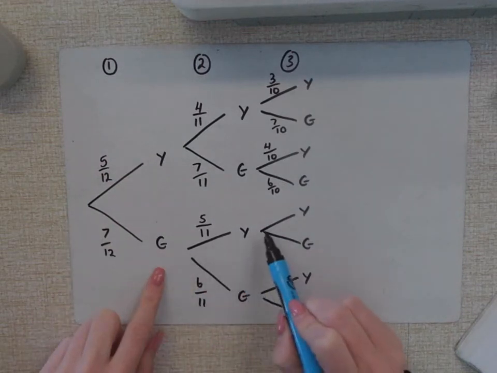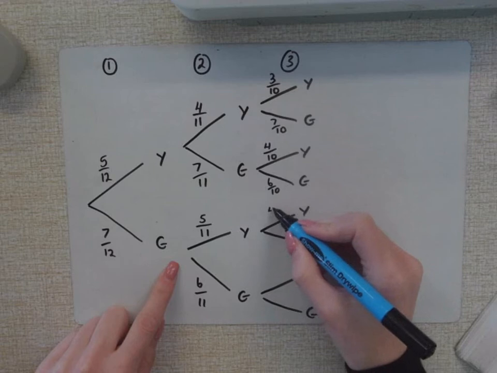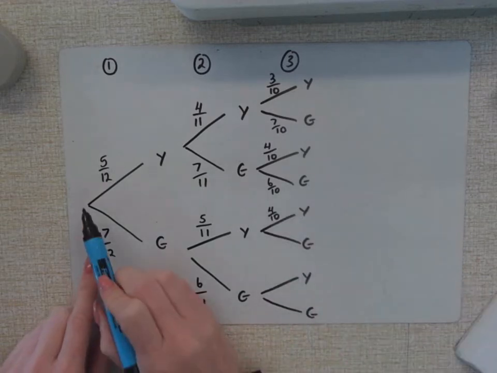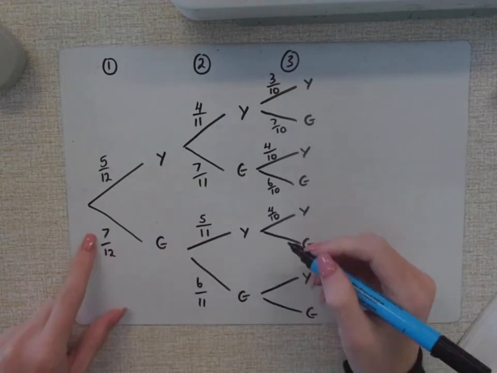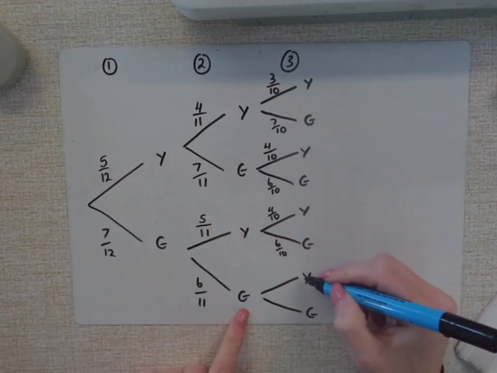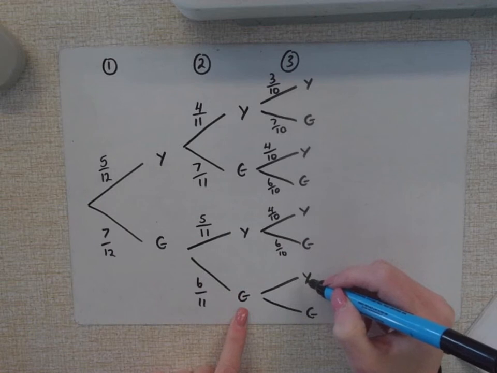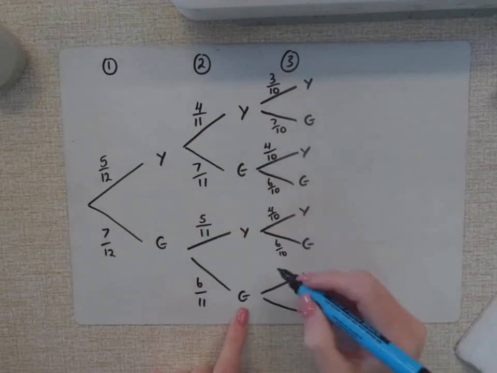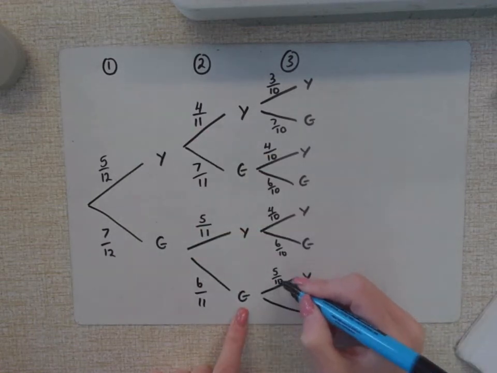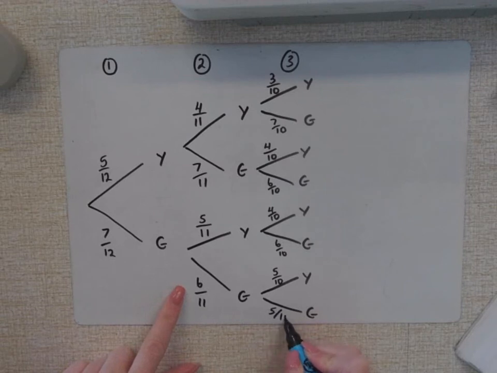Green, yellow, yellow. 4 out of 10. Good. Green, yellow, green. 6 out of 10. Green, green, yellow. So I haven't used any yellows. 5. But we have used 2. They were both green, so out of 10. And then green, green, green. 5 out of 10. Good.